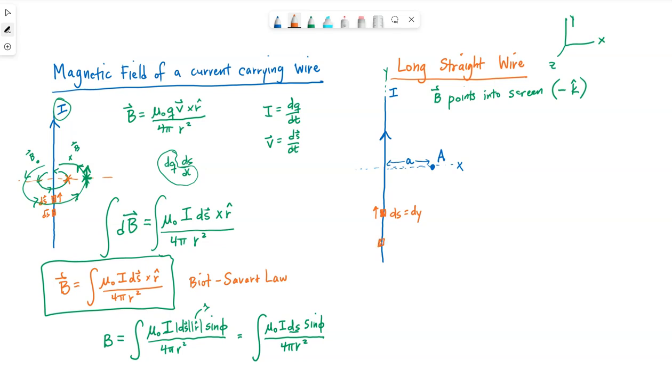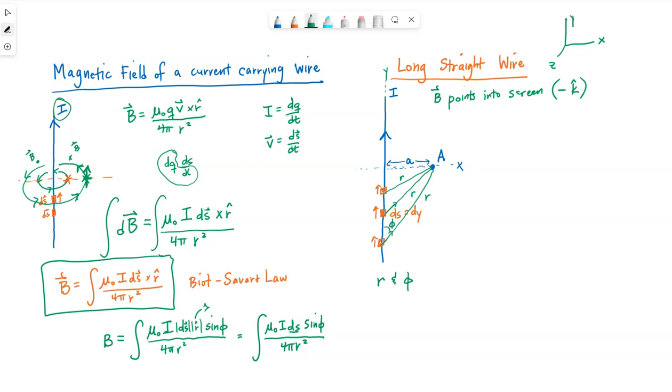Now, I have a whole bunch of these little ds's. Each little segment of wire is going to be contributing to the magnetic field at point A. But the distance from each piece of wire to point A is changing, as is the angle. So r hat points towards point A along r. The angle here between ds and r hat is also changing. So we need to get r and phi in terms of what is changing.